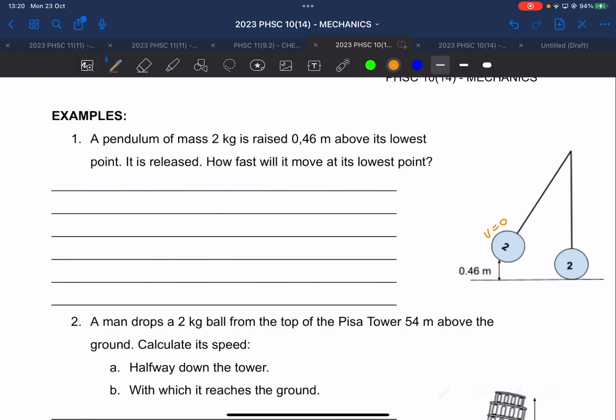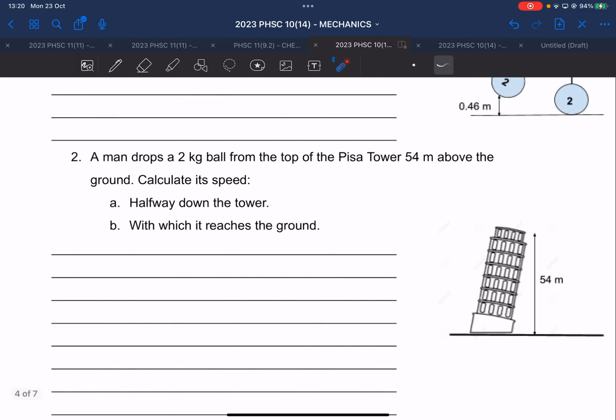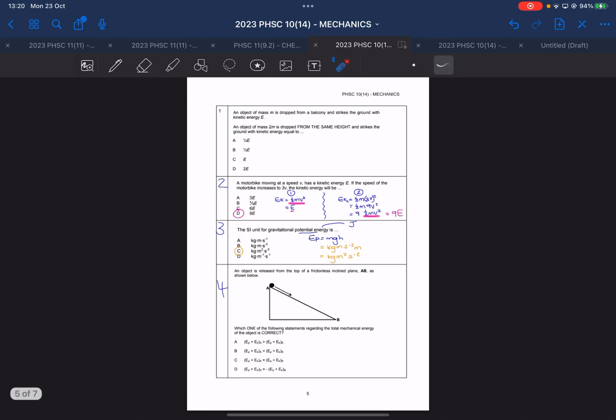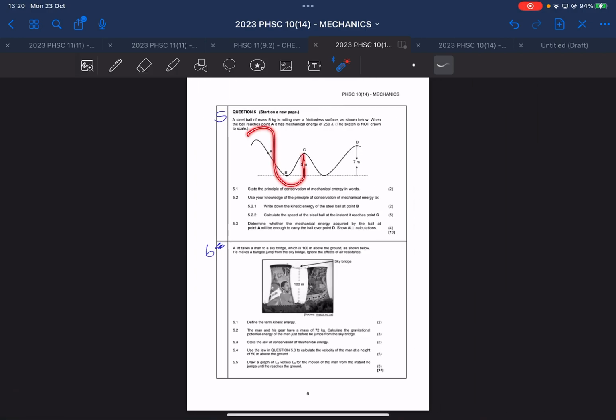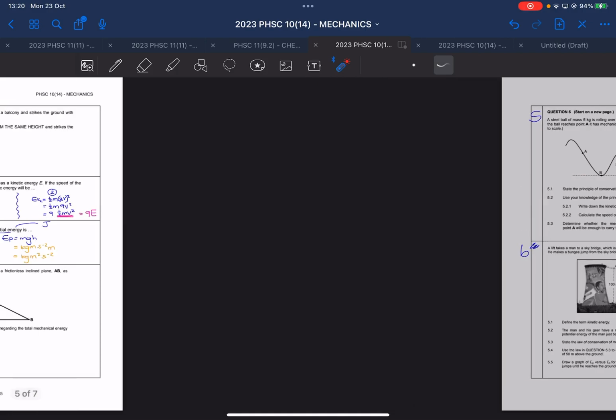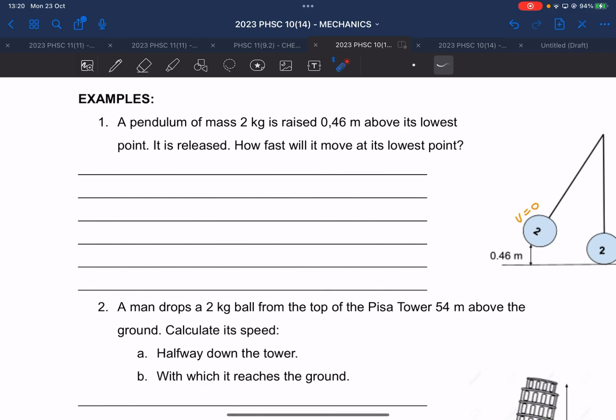So, when you see a question that has a pendulum in it, or free fall, meaning something is just falling, or a roller coaster, anything like that, then you immediately go to this formula, the conservation of mechanical energy. Okay, Courtney, please give me the definition for the conservation of mechanical energy.